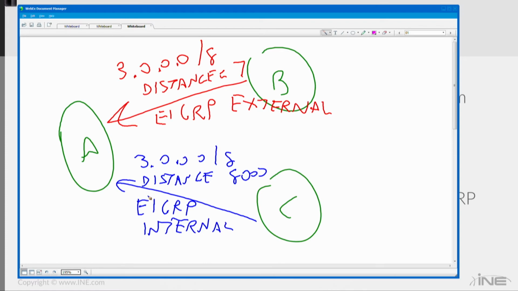So in this particular case, router A will say, oh, well, this blue update, I'm going to give an administrative distance of 90. The one in red, I'm giving an administrative distance of 170. So this is the best. Regardless of the fact that its distance is just horrible and it's going to take me a lot longer to get there, I'm going to prefer my EIGRP internal over my EIGRP external route.